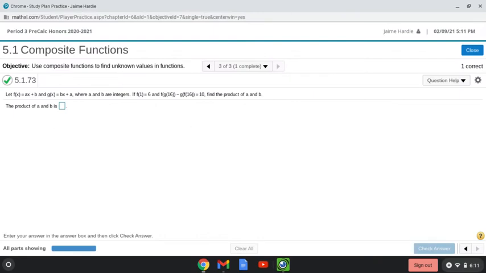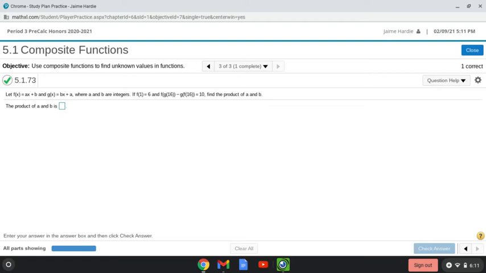So it says, let f of x equal ax plus b, g of x equals bx plus a, where a and b are integers, so that means they are whole numbers, positive or negative or zero, but they are definitely not fractions or decimals. If f of 1 equals 6, and f of g of 16 minus g of f of 16 equals 10, find the product of a and b. So in the end, we are left to find a and b, and then we have to multiply them together.